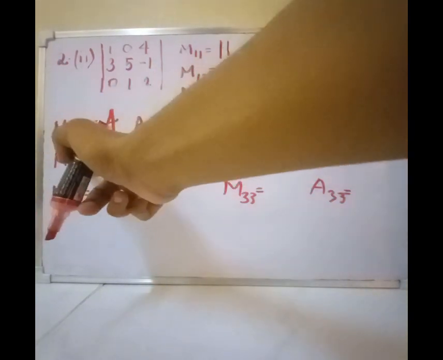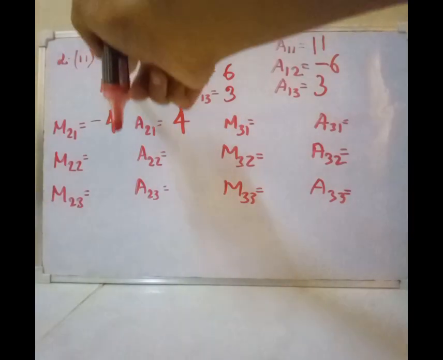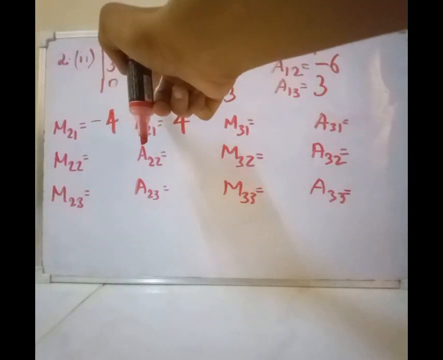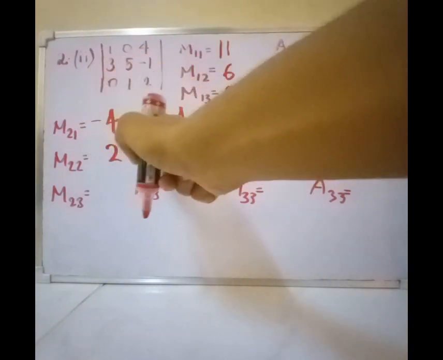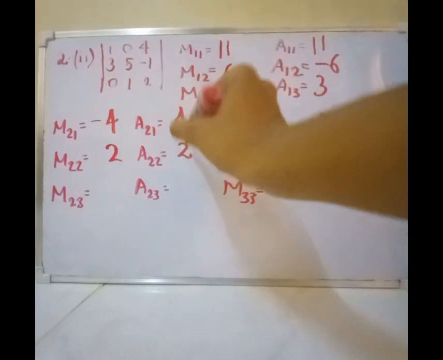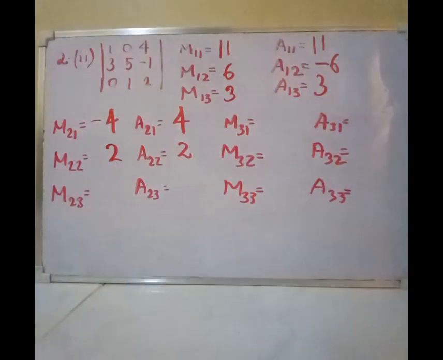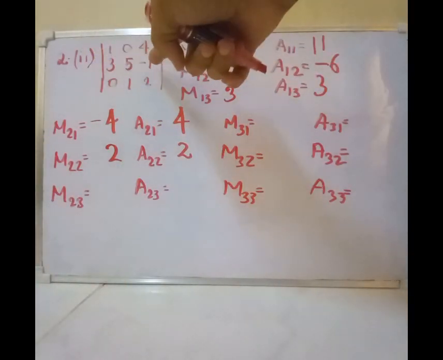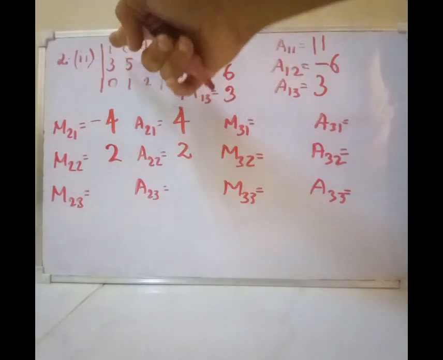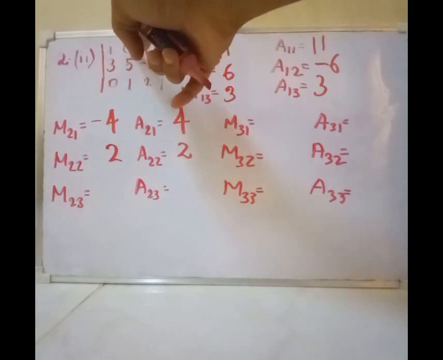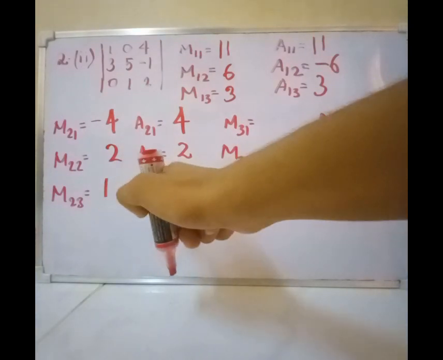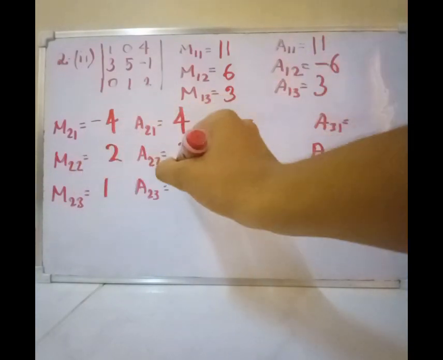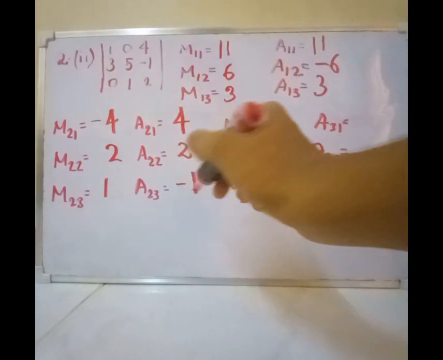Now M22, we have to find out second row and second column. So 1 into 2 minus 4 into 0. So it will be 2. And 2 plus 2 is even. So same minor itself. M23 we have to find out now. So second row and third column. So 1 into 1 minus 0 into 0. So it will be 1. And 2 plus 3, it's odd. So you have to multiply the minor by minus 1.